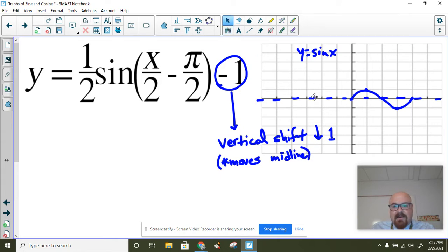So this line is literally moving down 1, which is going to take this entire graph and move it down 1. It's going to take all these points, move them down 1 unit, okay? So there's the vertical shift transformation.